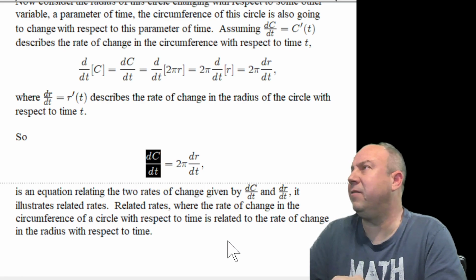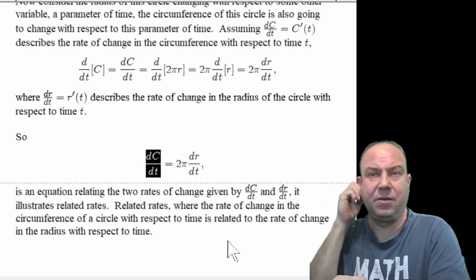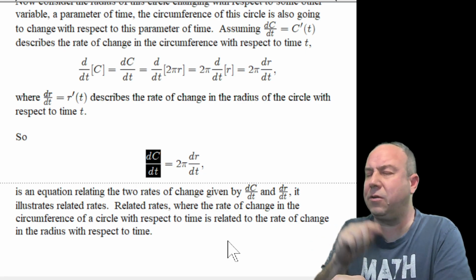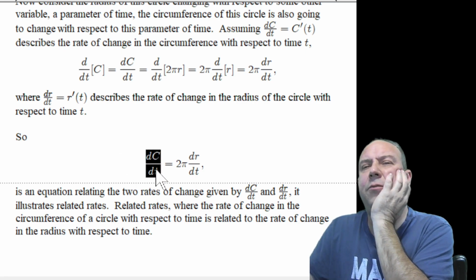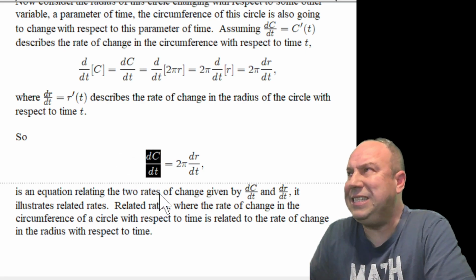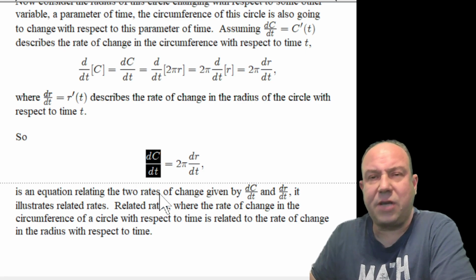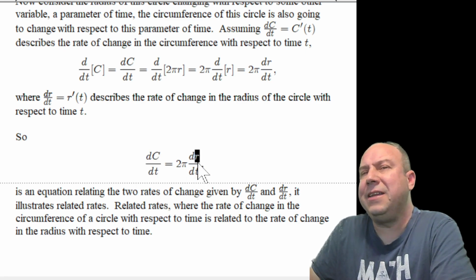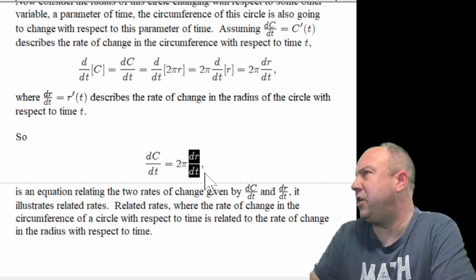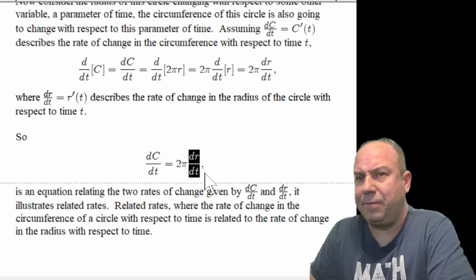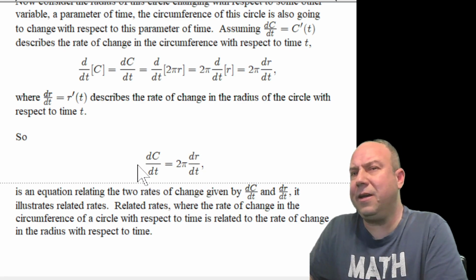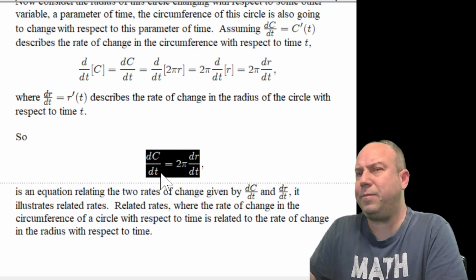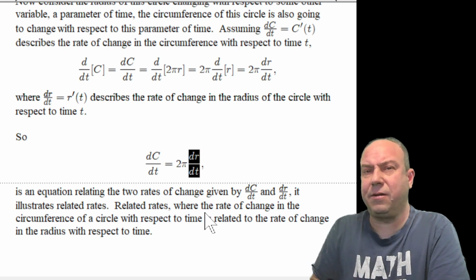This is where we get the idea of related rates. We're relating, through the circumference formula for a circle, 2 pi r, a relationship between the rates dc dt, the rate of change in the circumference with respect to time, and dr dt, the rate of change in the radius with respect to time. And here's the relationship: if I know one of these rates, I can solve for the other.